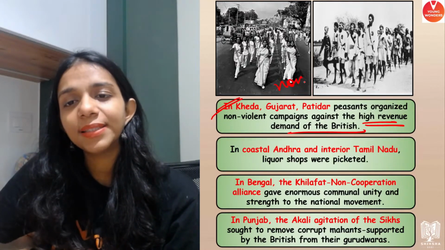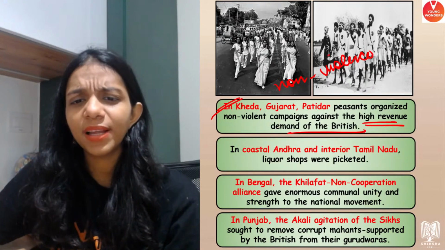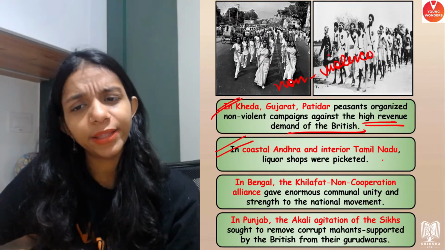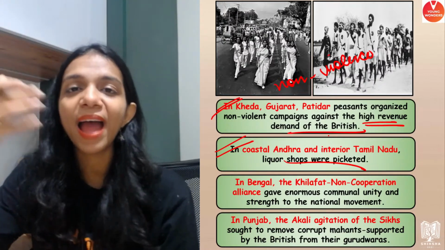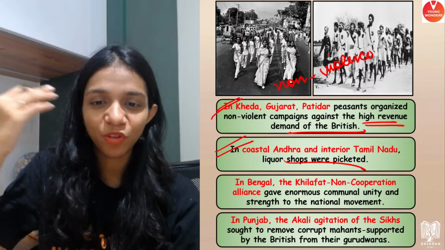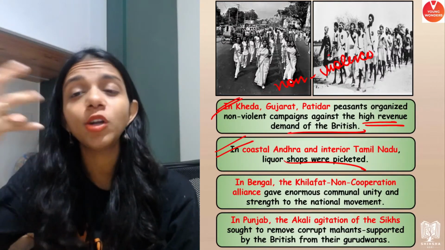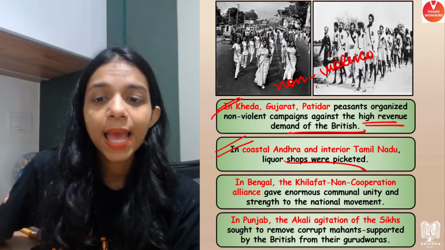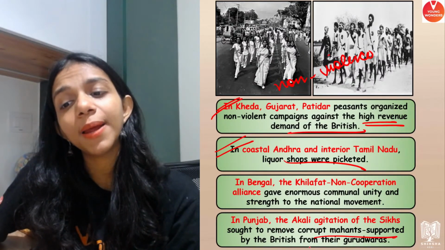Gandhiji का non-violence was something that Gandhiji wanted to teach the people. तो काफी जगह non-violence हुआ. Coastal Andhra और interior Tamil Nadu में liquor shops were picketed. Picketed मतलब looted, and that is because most of the alcohol came from abroad. Bengal में Khilafat non-cooperation alliance brought together the Hindus and the Muslims. In Punjab, the Akali agitation of the Sikhs sought to remove the corrupt mahants.